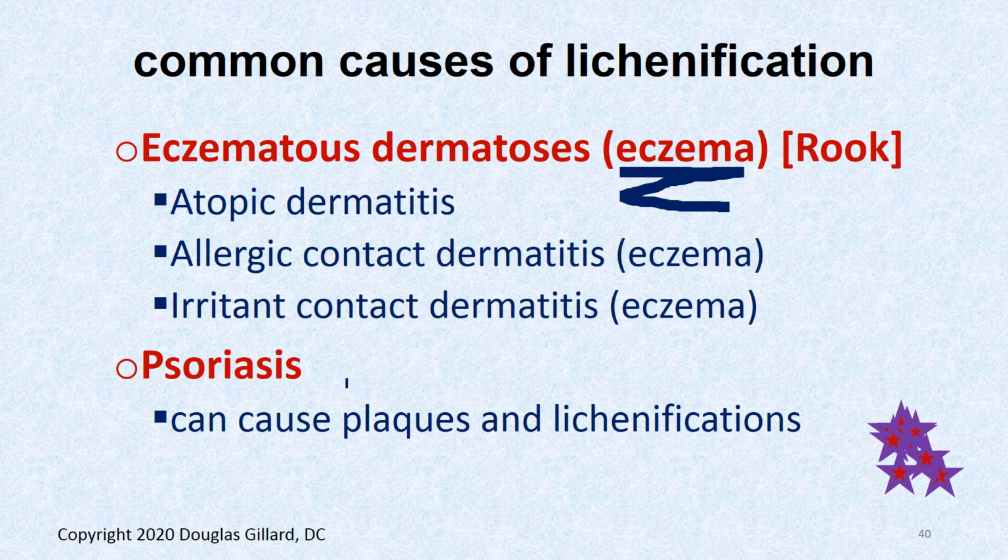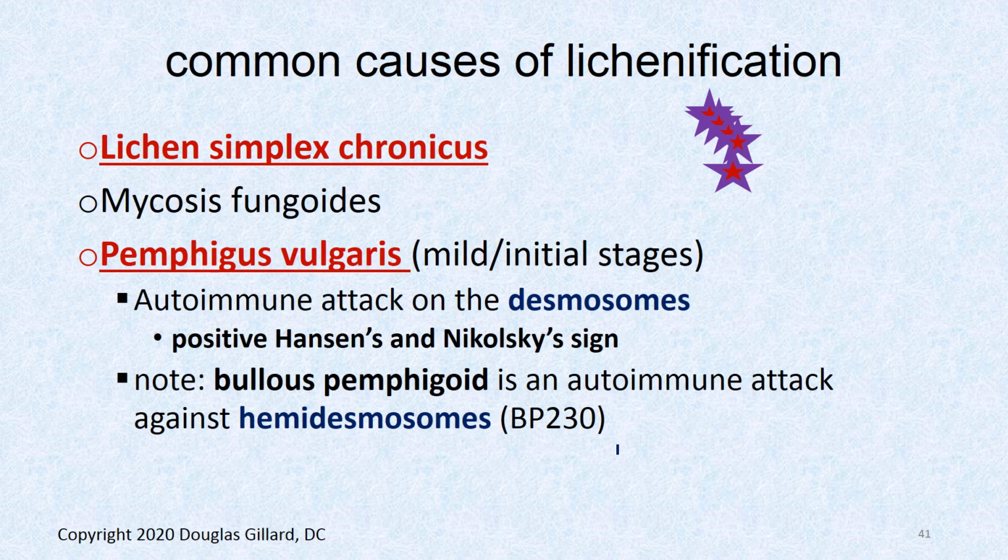Psoriasis is another type of disease that early on, we just looked at plaque. It typically causes plaques, but it can cause lichenifications, especially when the lesion is just kind of starting out. Some more causes of lichenification. We already said LSC on the other page. There's the mycosis fungoides, Dr. Doe's realm. They can cause it as well.